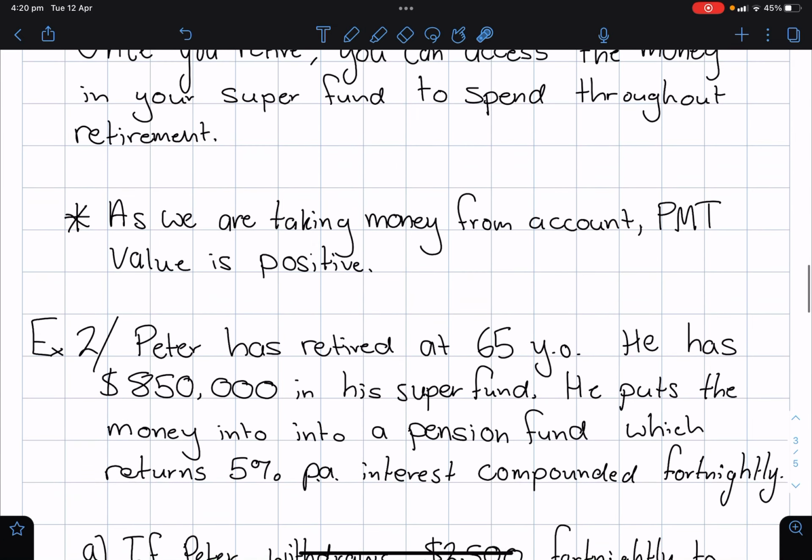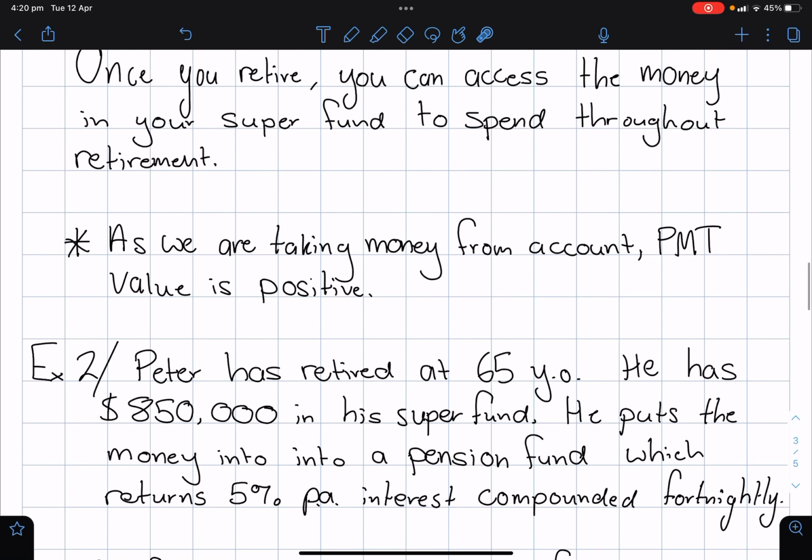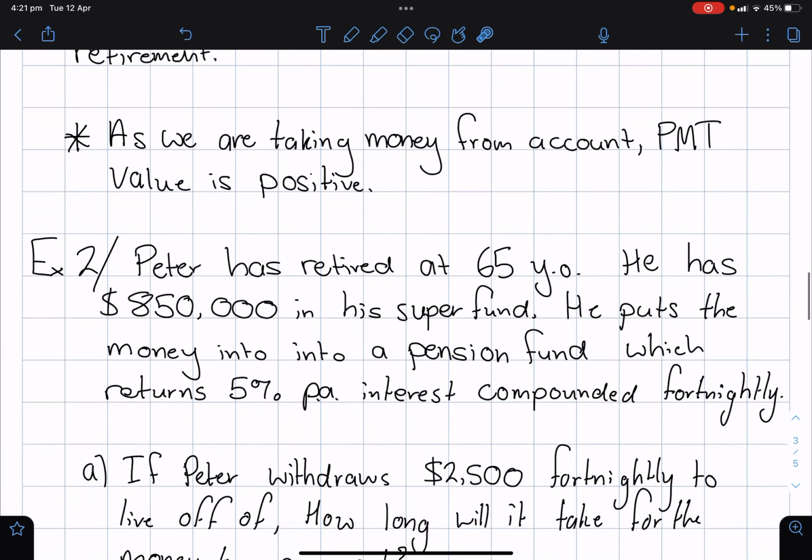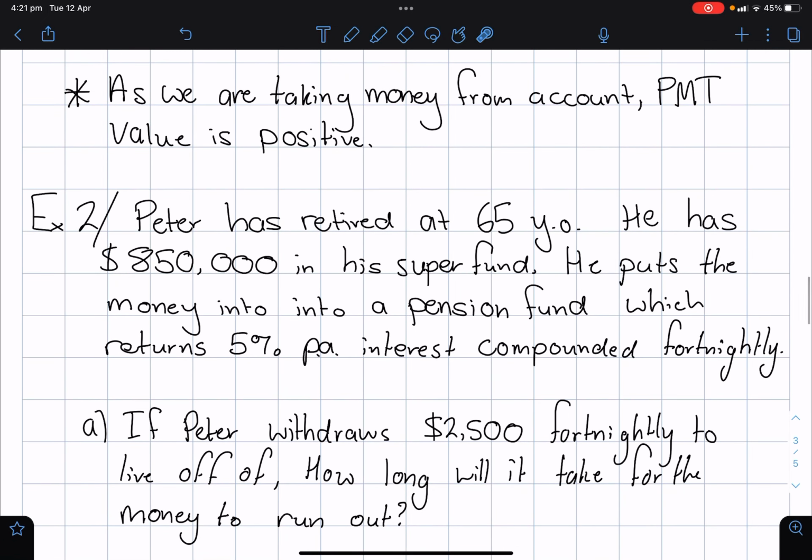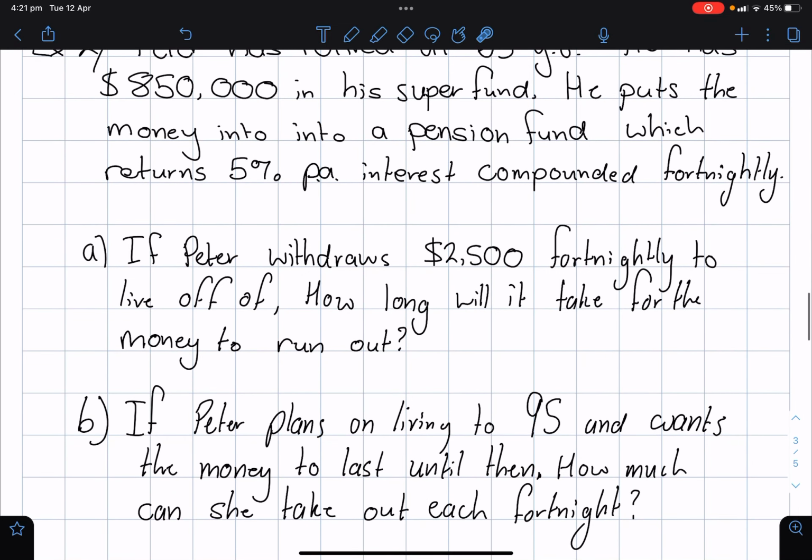So Peter has retired at 65 years old. He has $850,000 in his super fund. He puts the money into, why not, a pension fund, which returns 5% per annum interest compounded fortnightly. So a couple of questions we're going to look at. A, if Peter withdraws $2,500 fortnightly to live off of, how long will it take for the money to run out? And then B, if Peter plans on living to 95 and wants the money to last until then, how much can he take out each fortnight?